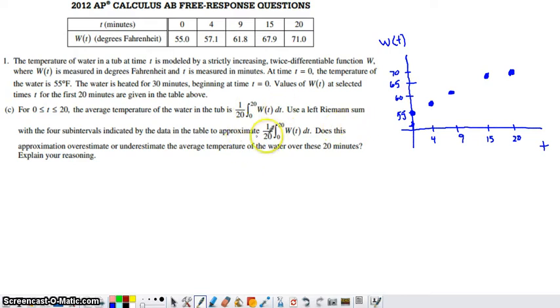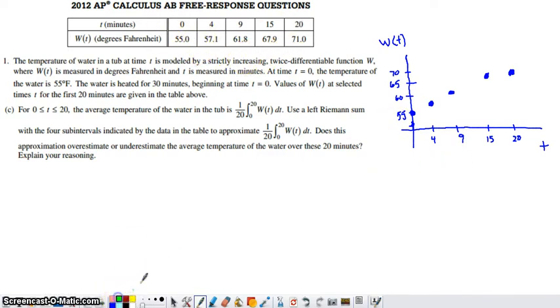But it wants us to use a left Riemann sum for subintervals as indicated by the data in the table to approximate this. Does this approximation overestimate or underestimate the average temperature of water over these 20 minutes? Explain your reasoning. So what I've already done here is I took a minute before I started the video recording to quickly plot these points in the coordinate plane.